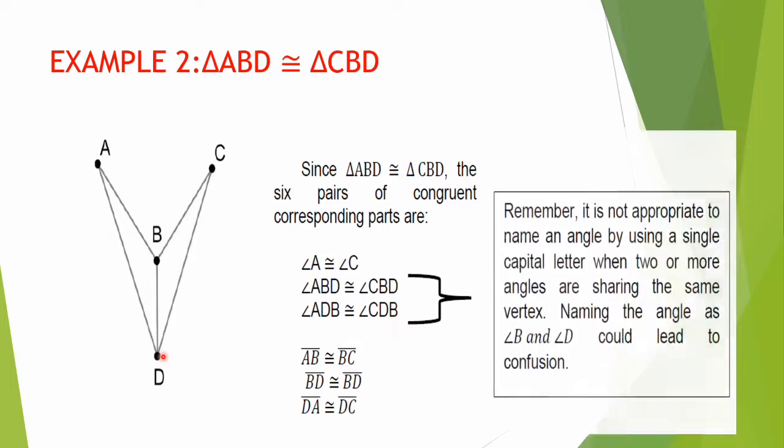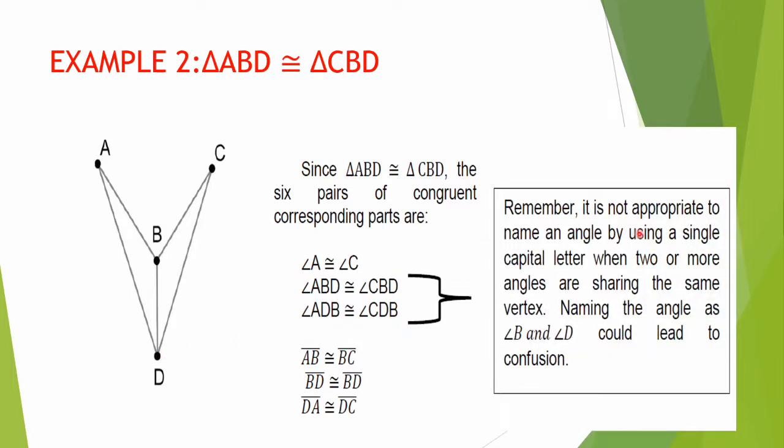So it is not appropriate to name an angle by using a single capital letter when two or more angles are sharing the same vertex. Naming the angle as angle B and angle D could lead to confusion. So for corresponding sides, we have side EB is congruent to side BC, and side BD is congruent to side BD, and side DE is congruent to side DC.